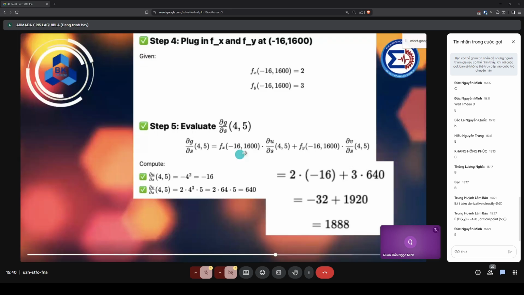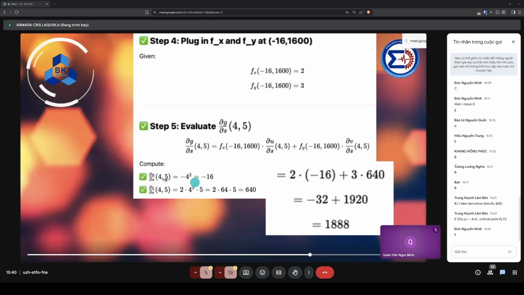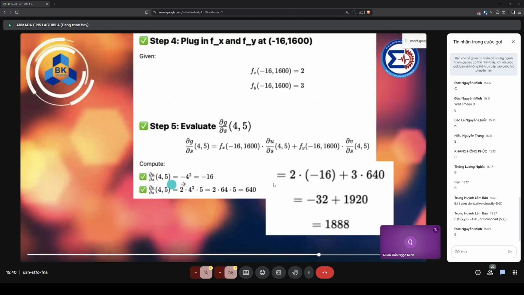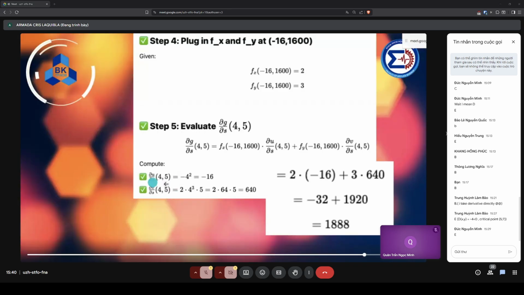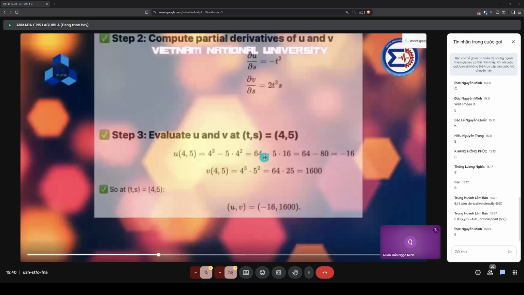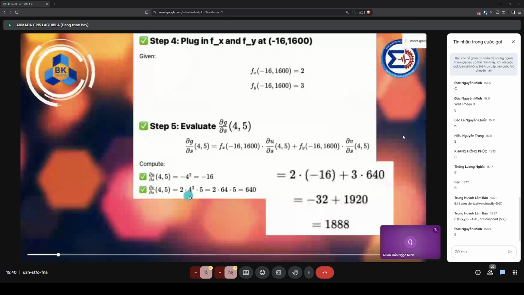Now for your fx, that is 2 here. Then this one is your 4, 5. You just substitute it there in your partial of u over partial of s. You substitute 4 there, which is this one, right? This is t squared. So you can only substitute t here, which is 4. And you have here 4 cubed times 5 for your partial of v over partial of s. So it's here. 2 times 4 cubed times 5, and it's equal to 640.